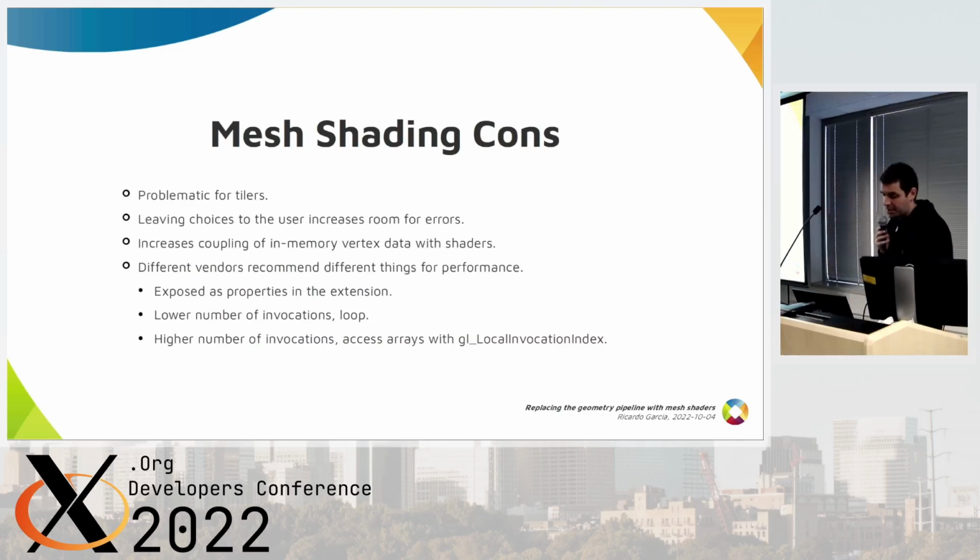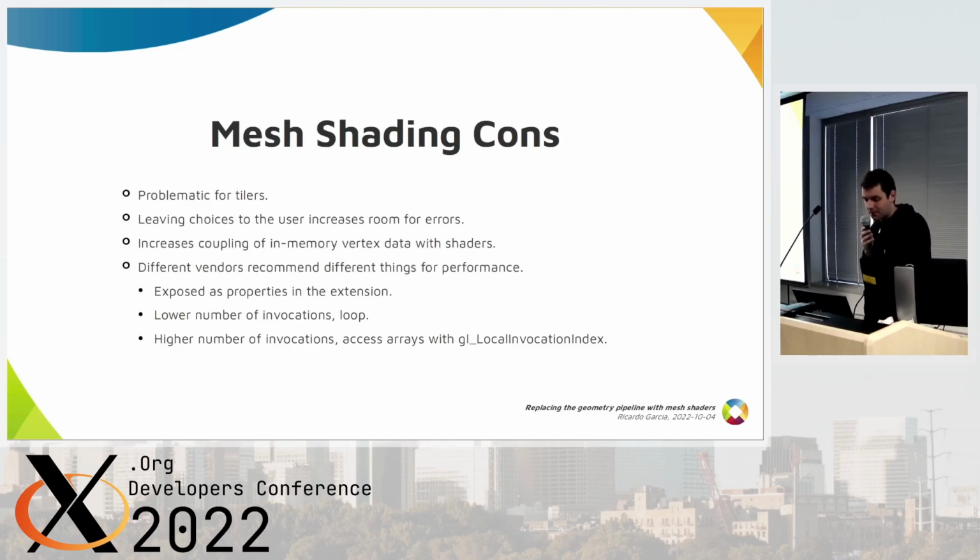Disadvantages of mesh shading. For example, mesh shading is problematic for tiling GPUs, as you can imagine, for reasons similar to tessellation and geometry shaders. And giving users freedom in this part of the pipeline may allow them to shoot themselves in the foot and end up with suboptimal performance. Timur will tell you some performance tips about that. If not used properly, mesh shaders may be slower than classic pipelines.